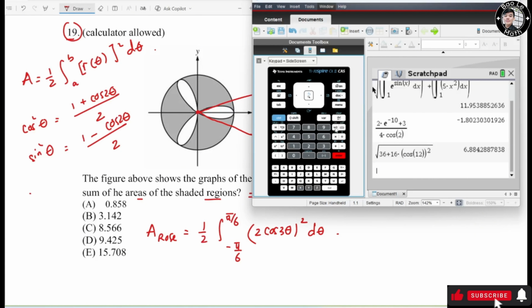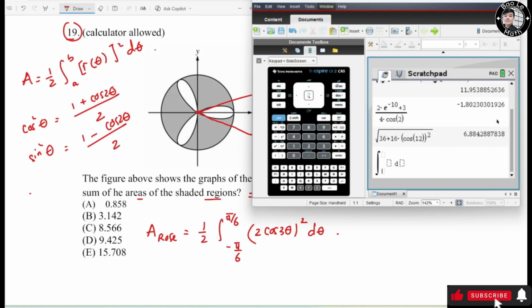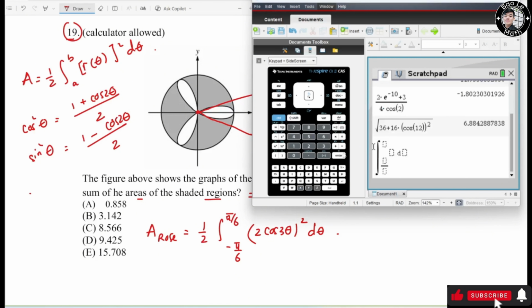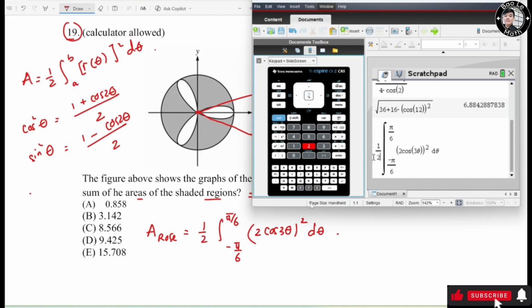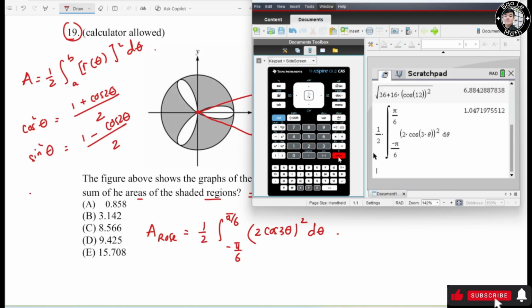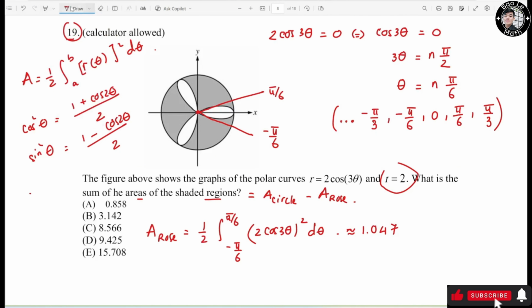Now I'm going to hit the button right here, input the integral from negative pi over 6 to pi over 6, and then press Ctrl Enter. It's going to be 1.047. Now since this one is just the area of one petal, we have 3 petals, so we need to multiply by 3.